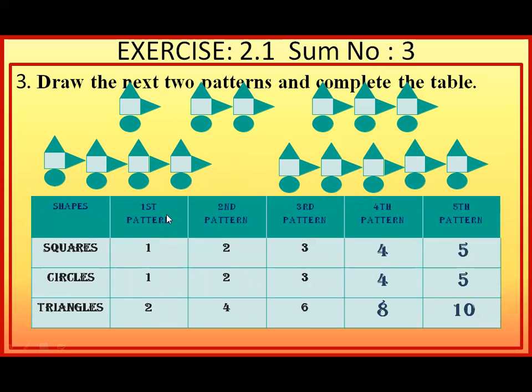The reason is the table was given with first pattern, second pattern, third pattern. So for the fourth pattern, you have to write the number of squares: 1, 2, 3, 4 squares. And circles are also 4. And triangles, 1, 2, 3, 4, 5, 6, 7, 8 triangles are there. And in the fifth pattern, you have 5 squares, 5 circles, and 10 triangles.